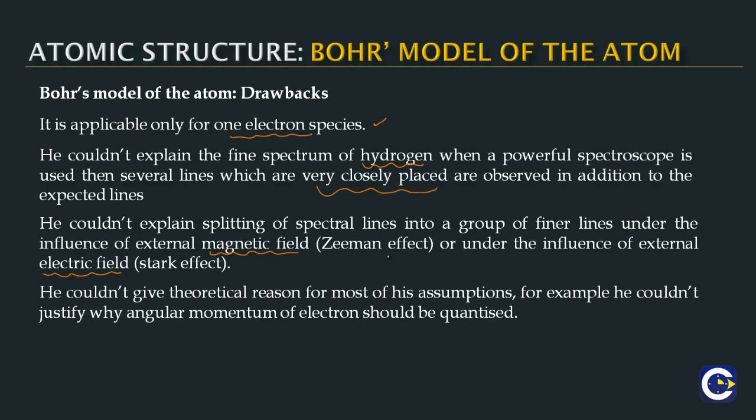And while Bohr's model makes a lot of theoretical assumptions, he was not able to justify the reason for these assumptions. While the Bohr's quantization principle, mvr is equal to n into h by 2 pi, is proposed as an assumption of the model, why the assumption is valid, or the explanation for this, is not given in the Bohr's model.